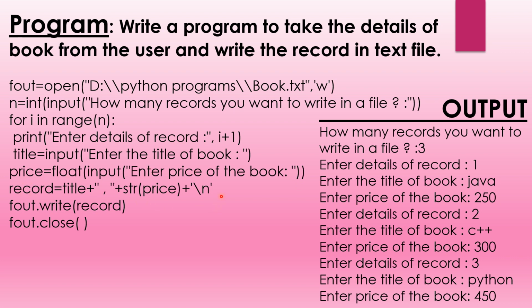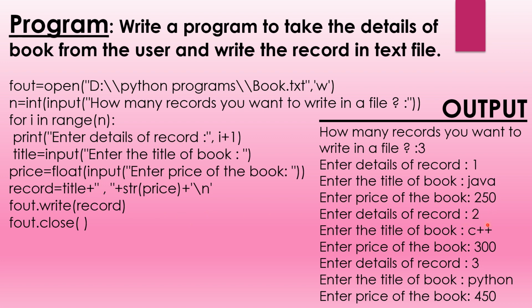Now here is record. This is the format in which we store the data taken from the user in the file. When the user has input the title and price, as you can see, Java and 250, in the file it will be stored as, sorry, Java comma 250, and this is slash n for the next line. That means when the loop runs a second time, the data will be stored in the next line. Here is the write function to write the values.